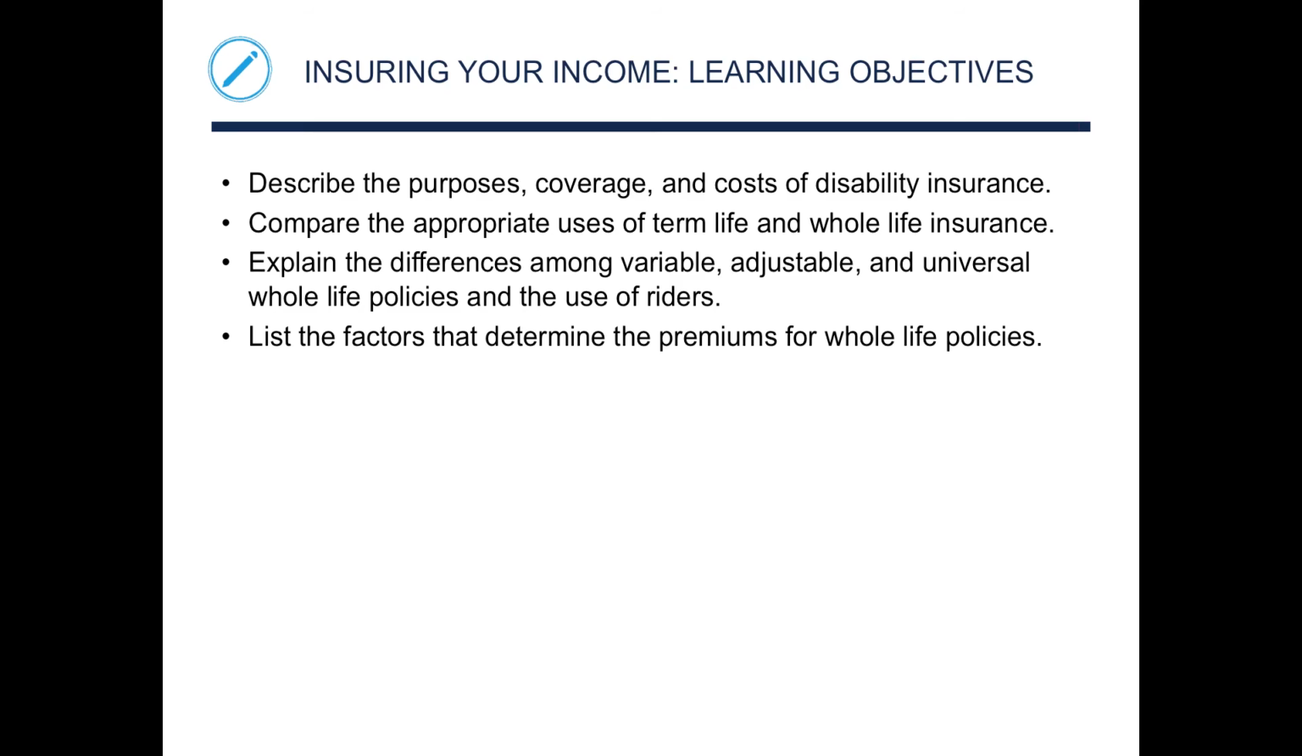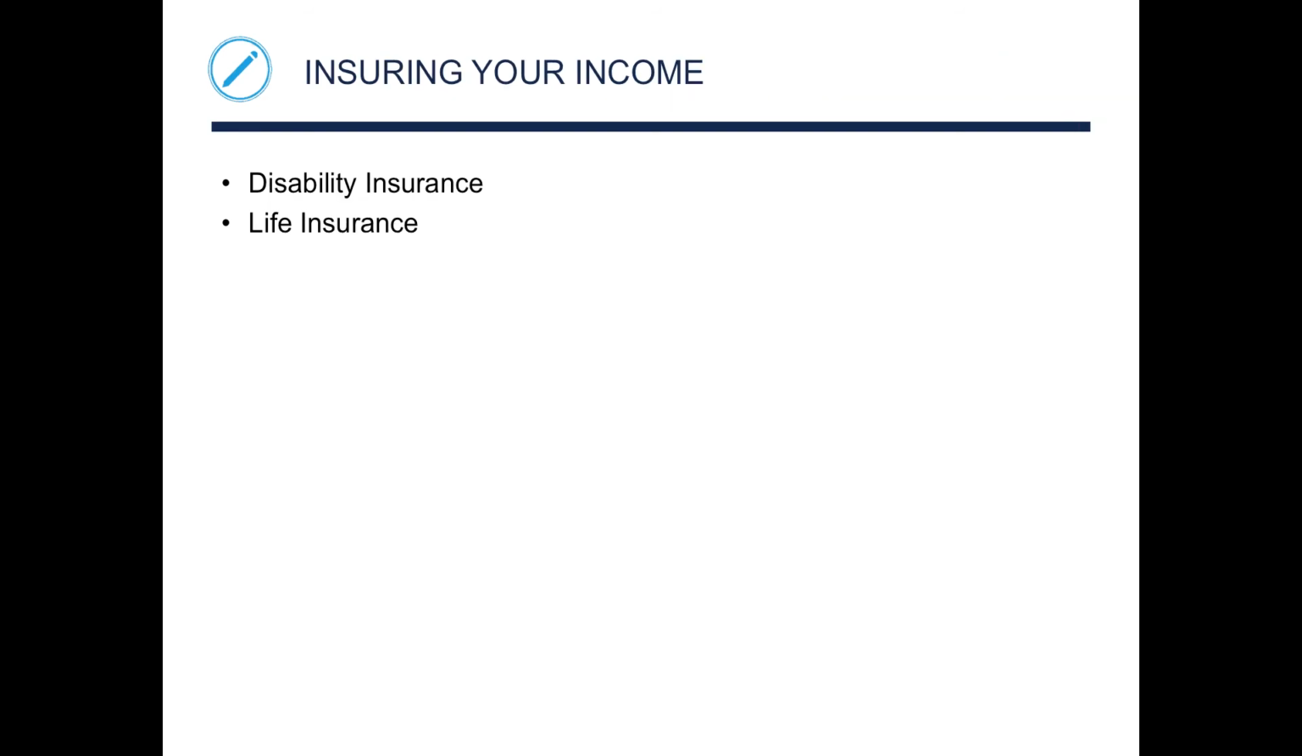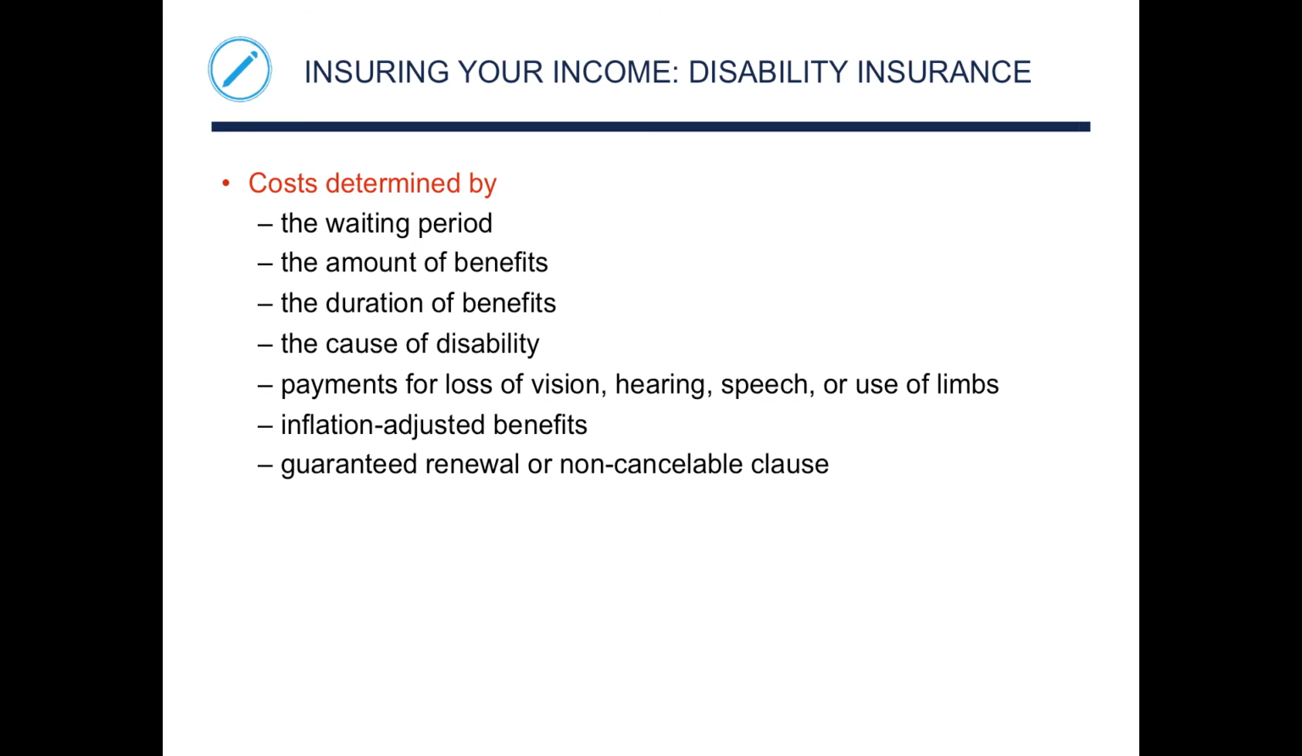Describe the purpose, some learning objectives. Describe the purposes, coverage, and cost of disability insurance. Compare the appropriate uses of term life and whole life insurance. Explain the differences among variable, adjustable, and universal whole life policies and the use of riders. And list the factors that determine the premiums for whole life policies. Ensuring your income: you have disability insurance and life insurance.